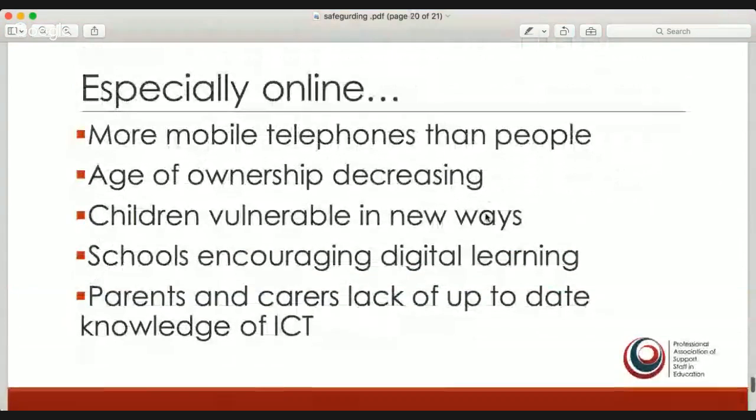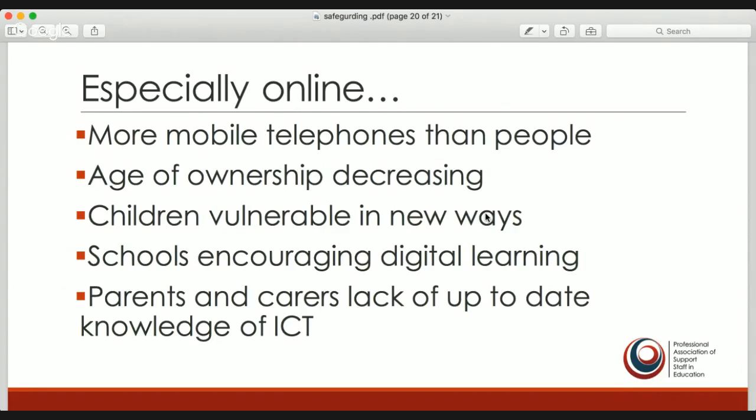And especially online. There are more mobile phones in this country than there are people. And as we've already said, the age of ownership of mobile phones, particularly smartphones, is decreasing all the time. Primary school children often nowadays have a mobile phone and have access to the internet that we have limited control over.